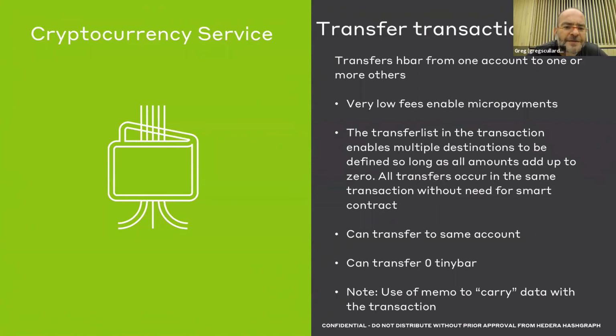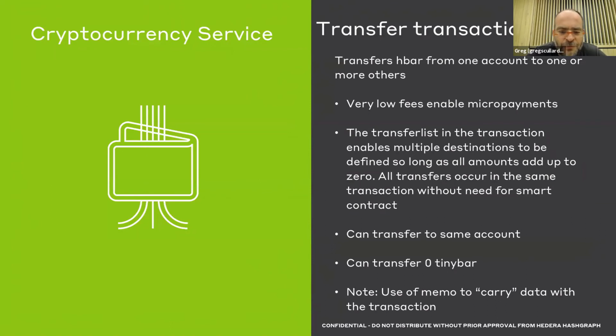The transfer list in the transaction itself enables multiple destinations and sources to be defined so long as all amounts add up to 0. So out of the 4 panelists here on this call, Greg, Andrew, Andy, and Simi, if Simi was feeling generous and she had 9 hbar to split amongst the 3 boys on the call, she could send 3 to Andy, 3 to Andrew, and 3 to me in one single transaction.